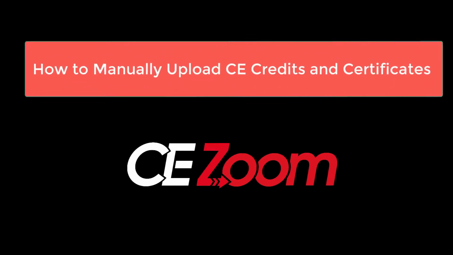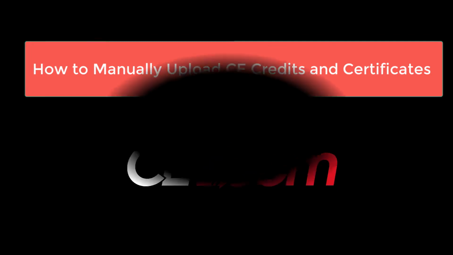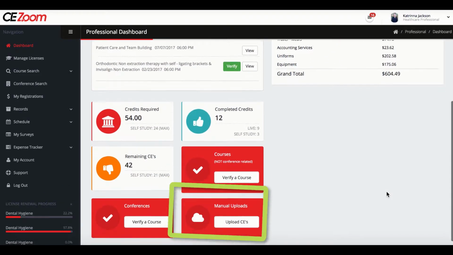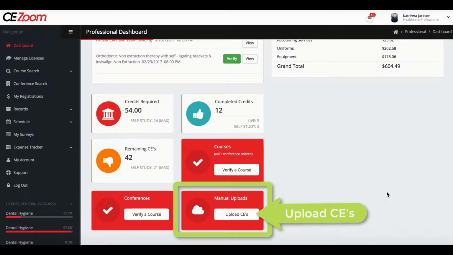How to manually upload CE credits and certificates into CE Zoom when they were not offered through CE Zoom. I'd recommend that you take a picture of your CE certificate or have it scanned in before starting this process. From your dashboard, scroll down to Manual Uploads and click Upload CEs.